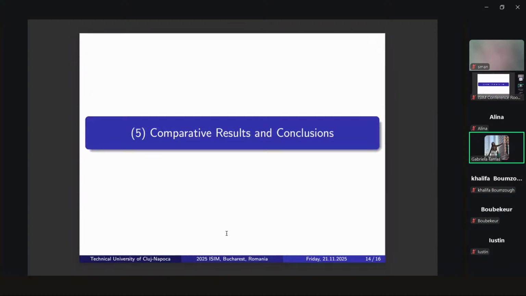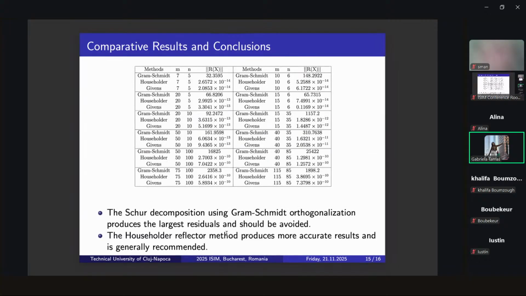Next, I will talk about the results I obtained and some conclusions. As we can see from this table, the Schur decomposition using Gram-Schmidt orthogonalization produces the largest residuals and should be avoided, while the Schur decomposition using Householder transformation is recommended because it produces more accurate results.